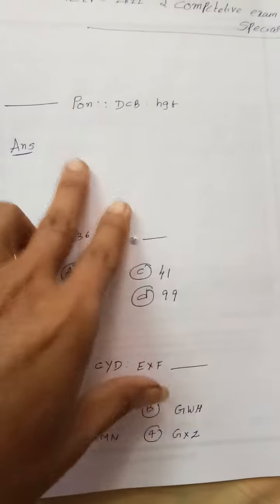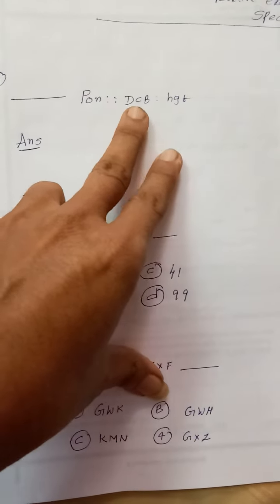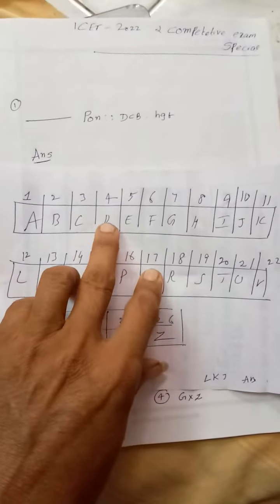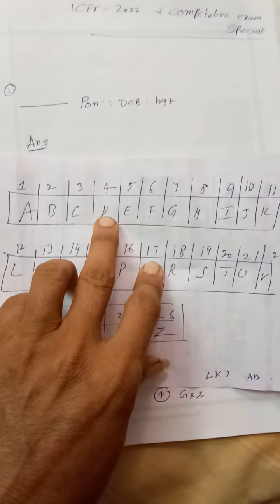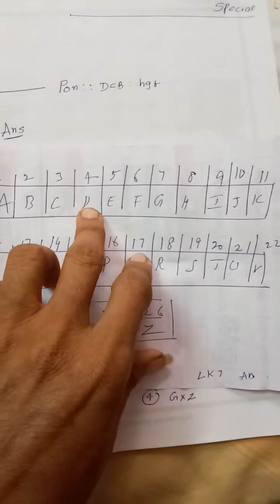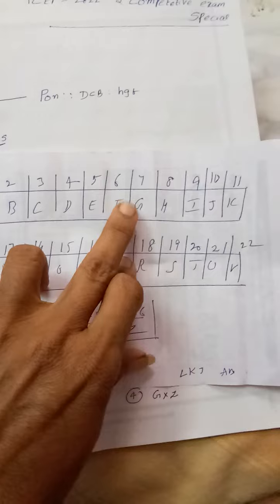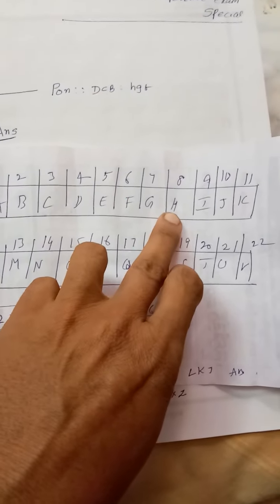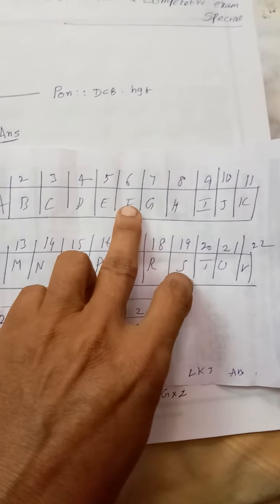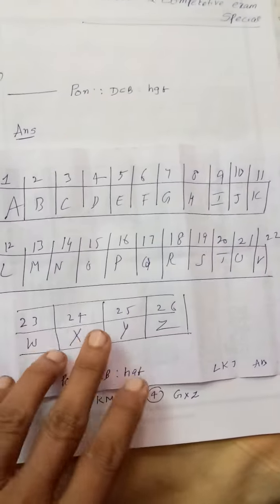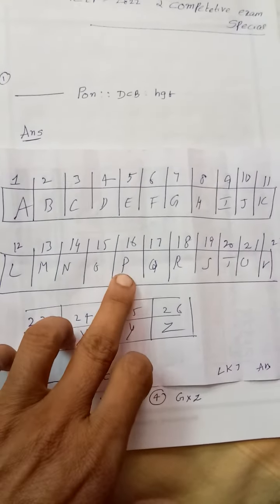Here they have given PON, DCB and HCF. See, we have to see DCB. D is here 4. How many did he leave? After D he went to H, means 1, 2, 3, 4. H he went. H, G, F he has done. Now PON is given, means we have to go back.